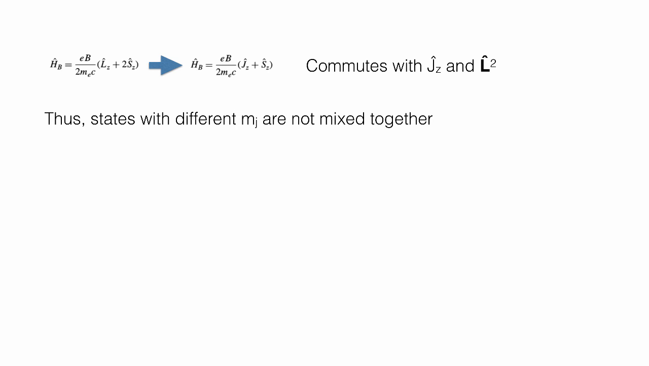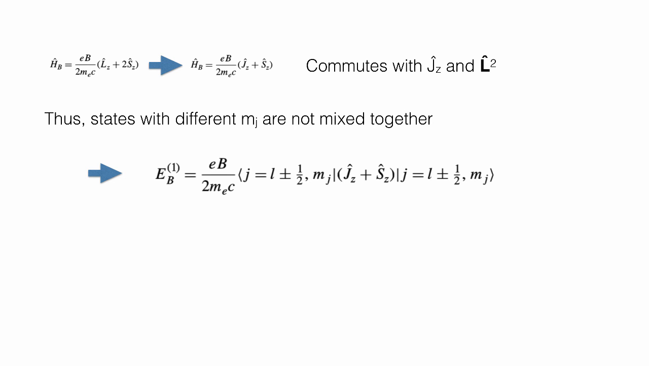Again, indeed, if they have different mj, the matrix element between those states of the operator HB will be equal to 0, right? Just because the states will also be eigenstates of HB, since they are eigenstates of L square and Jz. So in other words, we need to have states that have different values of mj.